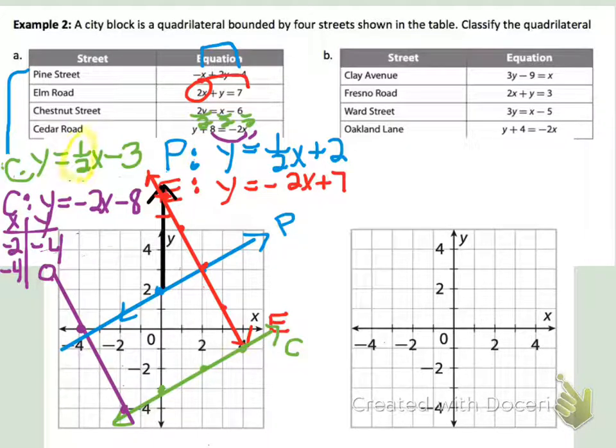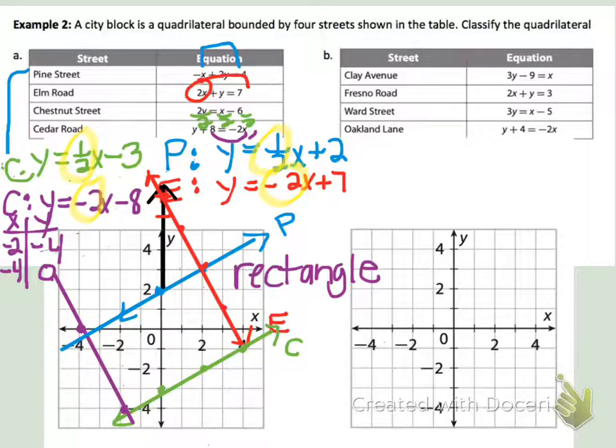So see, there's 1/2 and then negative 2. Those are next to each other. And here's 1/2 and negative 2. Notice how the slopes are all opposite reciprocals? So that means this must be a rectangle, because all consecutive sides are 90 degrees.